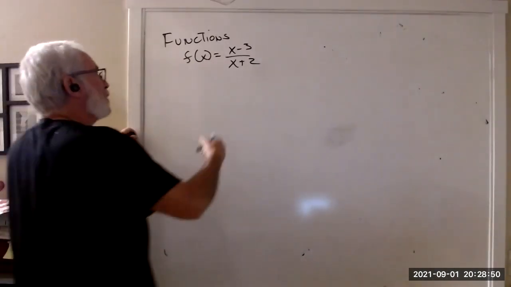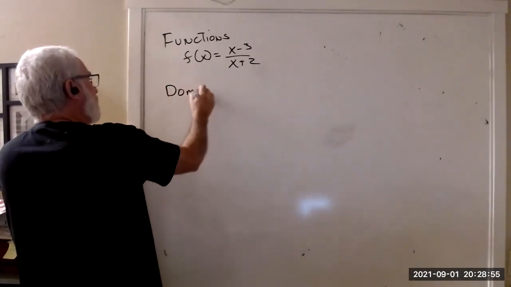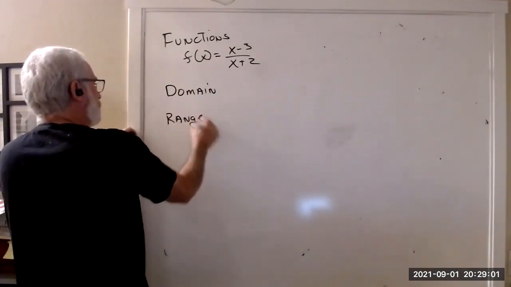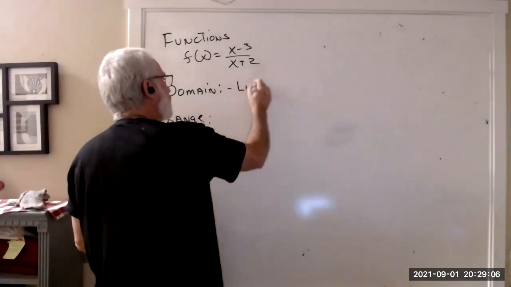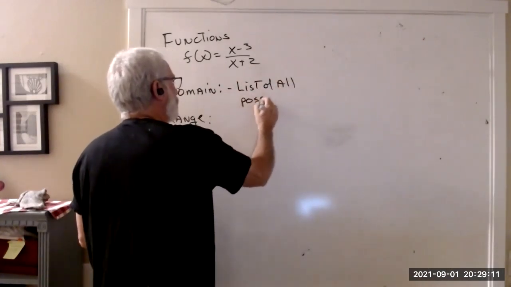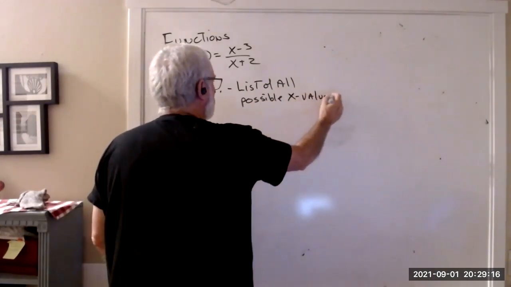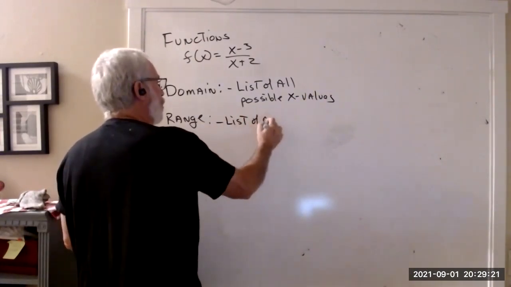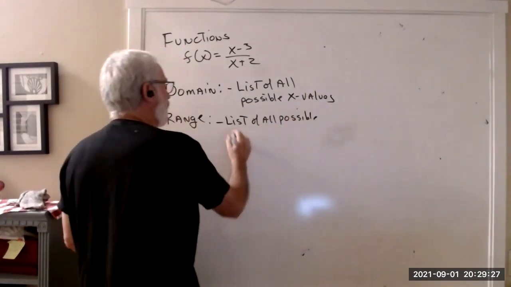Well, there's something that goes along with this, and that's the concept of domain and range. Okay. Domain is a list of all possible x values. Range is a list of all possible y values.